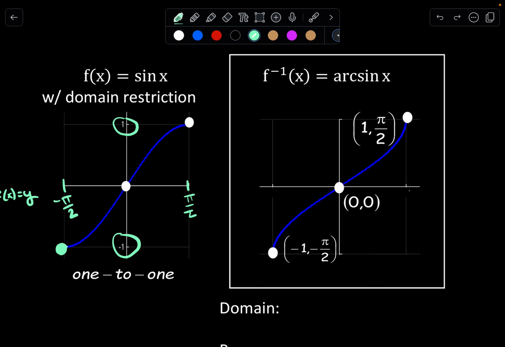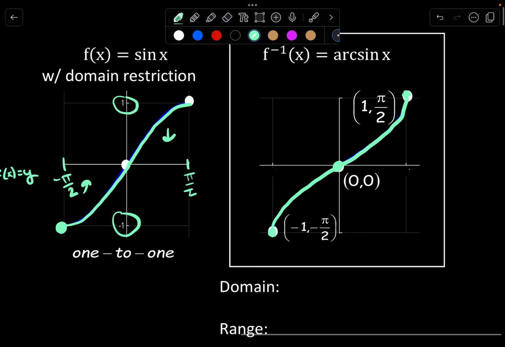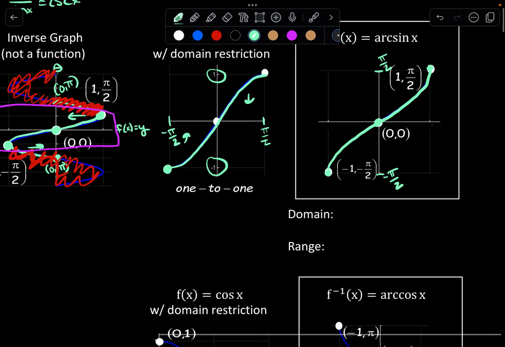And if you notice, sine passes through the origin, it's increasing, and it goes from concave up to concave down. Inverse sine is going to also increase, but it's going to go concave down to concave up. And then let's go ahead and notate that this is positive pi over 2, and then this is negative pi over 2. Now for inverses, everything is flipping, so that also includes the domain and the range.